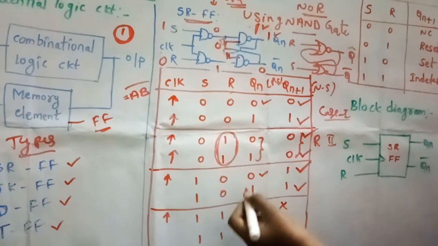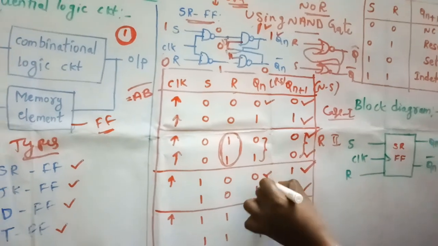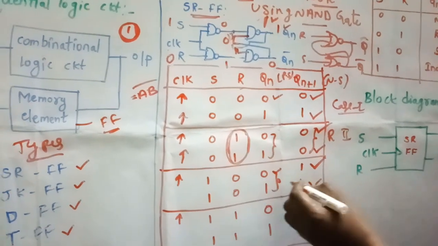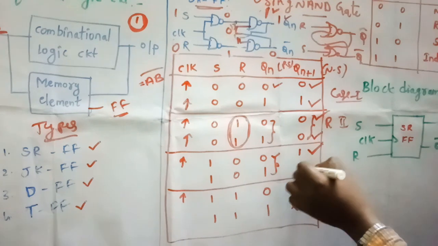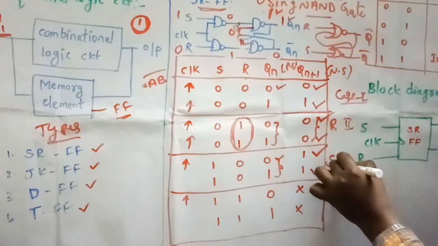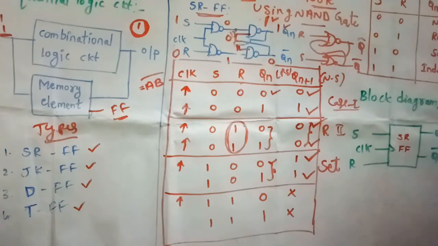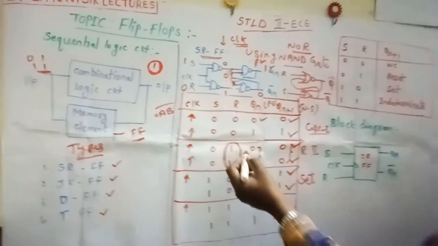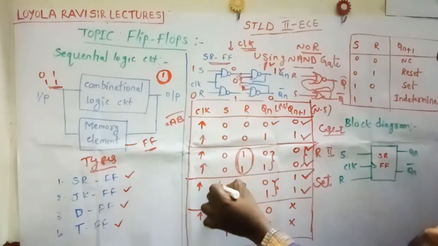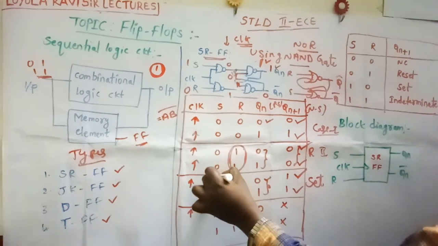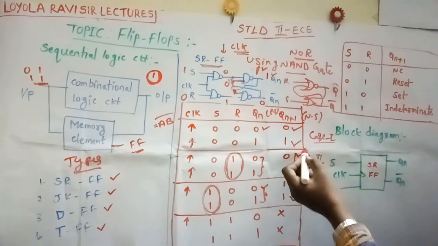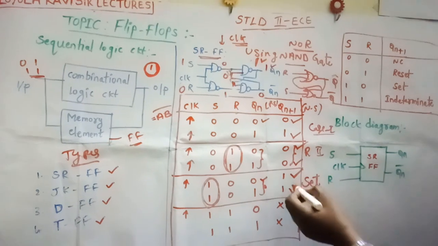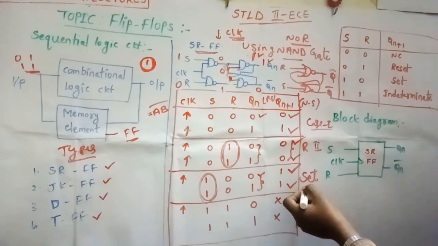For 1 0 case, if the present state is 0 or 1, the next state becomes 1. That is called as 1 means set. And another logic here I want to mention, same as the 0 1 case: if S is equal to 1, the next state is 1.